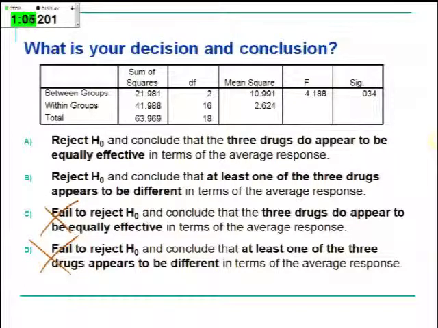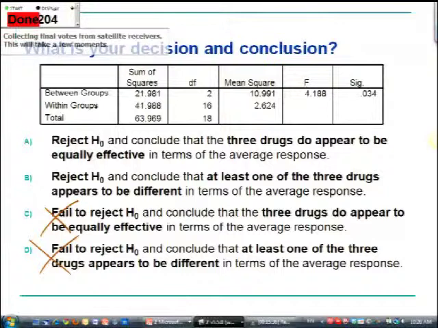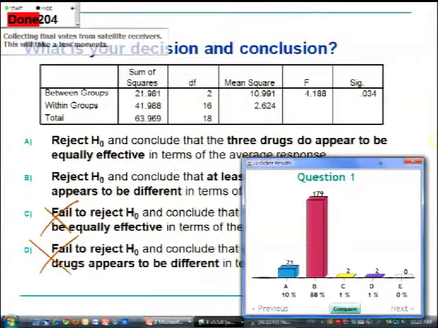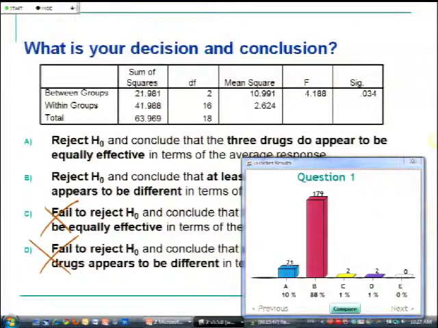All right, let's see how we're doing. Most are picking the correct choice, which would be B. We would reject H naught. H naught was equality of the means.